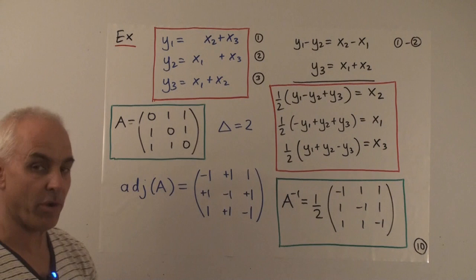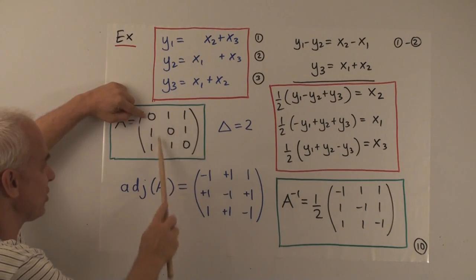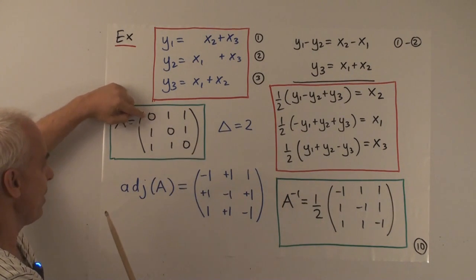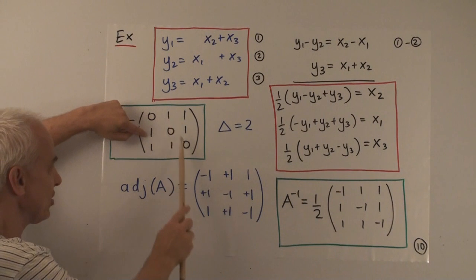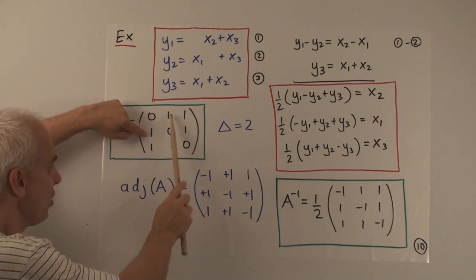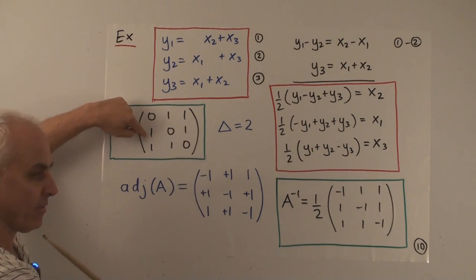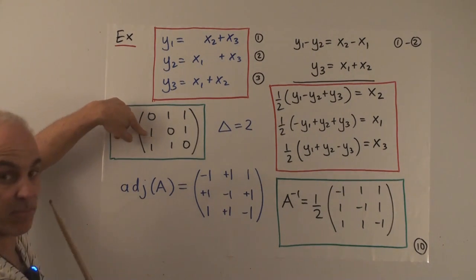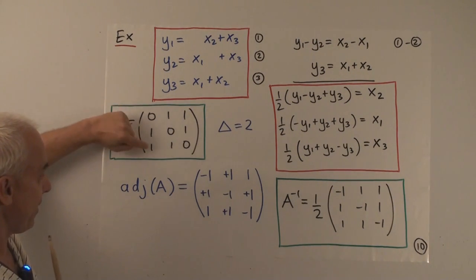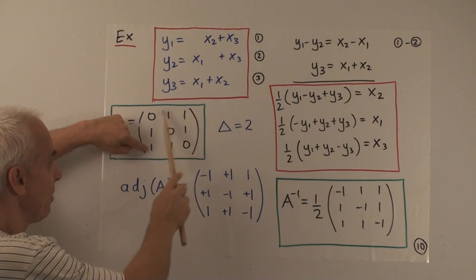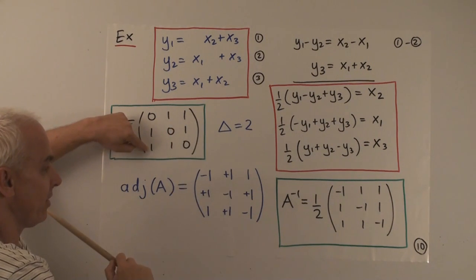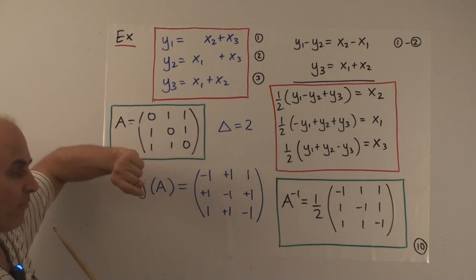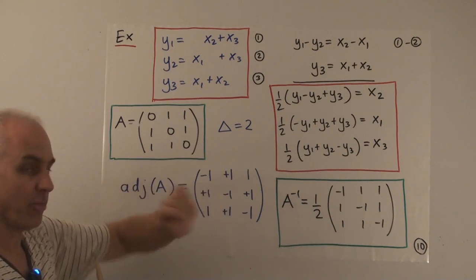You calculate the determinant. It's 0 times this 2 by 2 determinant, well that's 0, minus 1 times this 2 by 2 determinant, which is 0 minus 1. So minus 1 times minus 1, that's plus 1 from this term. And then plus 1 times this 2 by 2 determinant, which is 1. So 1 plus times 1. So altogether, the determinant is 2.